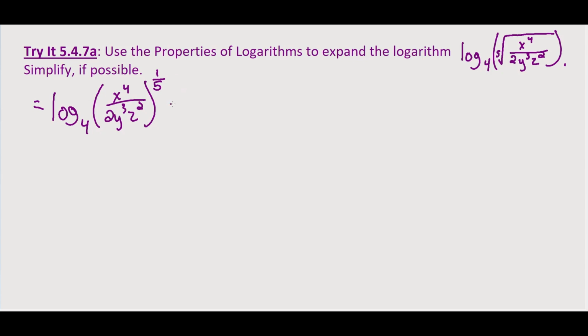So the next thing we're going to do is use the power property to bring that 1/5 down to the front. So this equals 1/5 times log base 4 of x to the fourth over 2y cubed z squared.